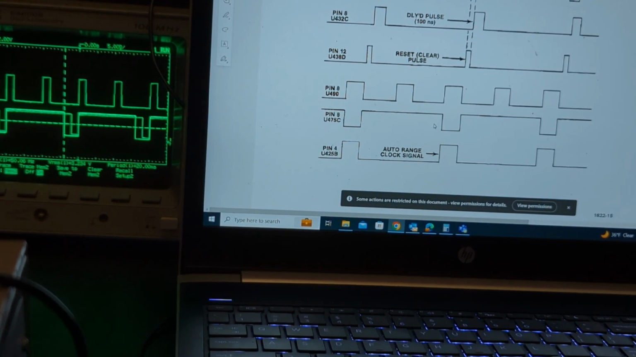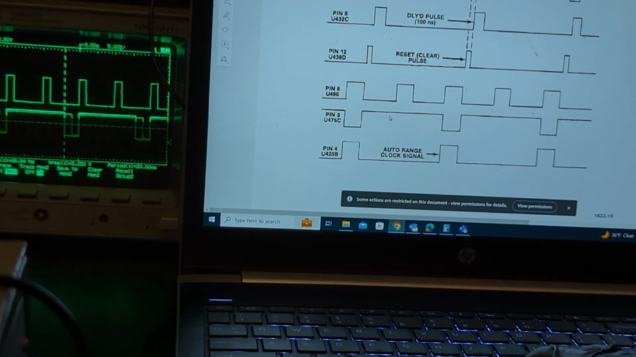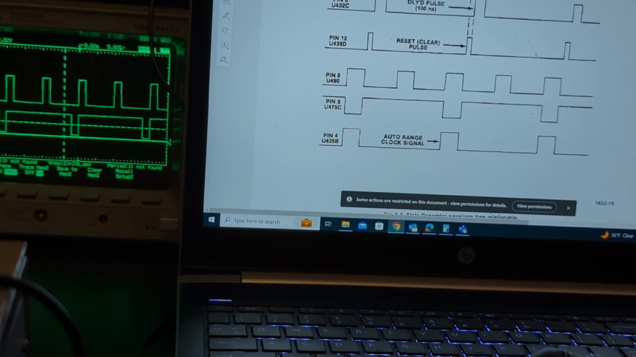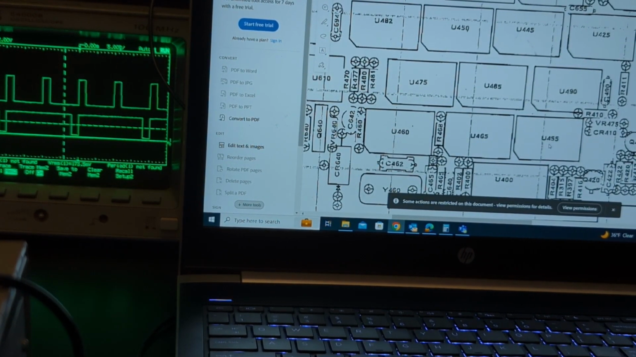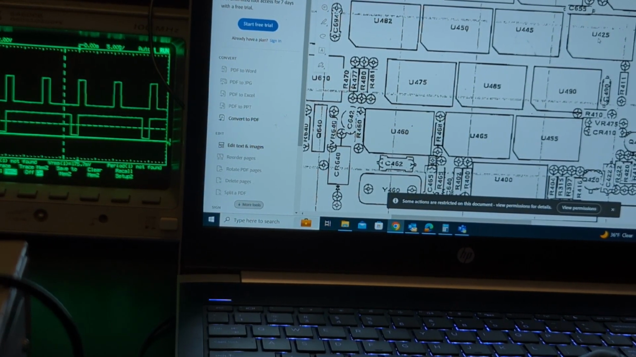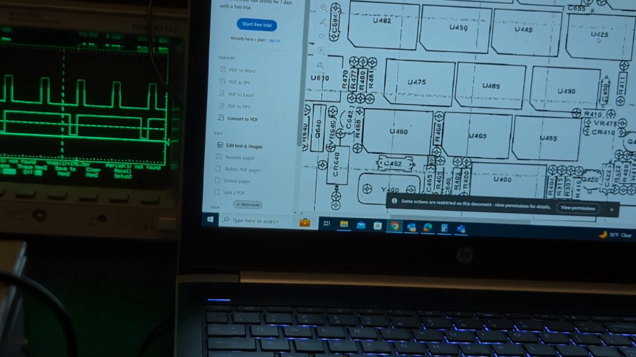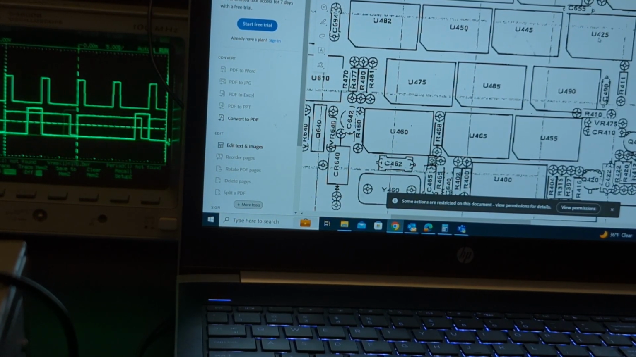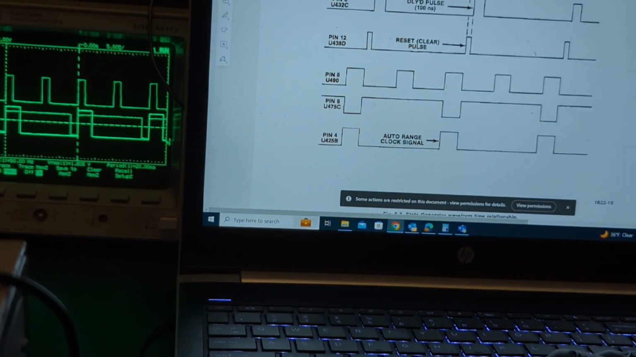Okay, and that looks good. It might be difficult to see, but it's kind of overlaying. It's exactly the same. And then finally, pin 4 of U425B, the auto range clock signal. Okay, we're probing pin 4.